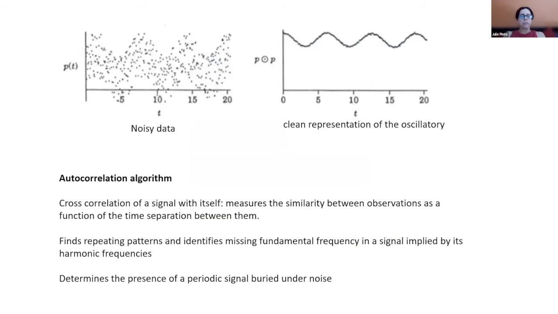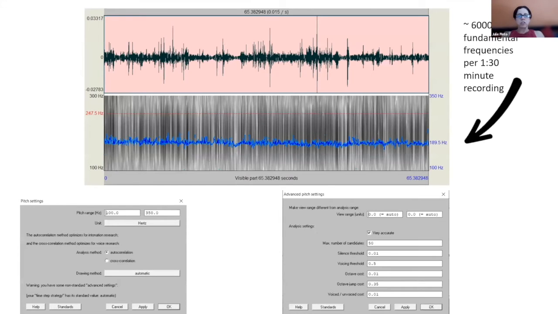So the algorithm finds repeating patterns. It finds that wing beat sound. And even if the fundamental frequency is missing in certain parts, it's able to deduce from the harmonics what that fundamental frequency is. So the algorithm was able to use the noisy data and turn it into a signal which showed the waveform of the fundamental frequency. I did have to change the defaults in the linguistic software.